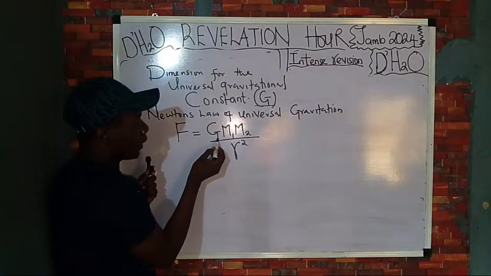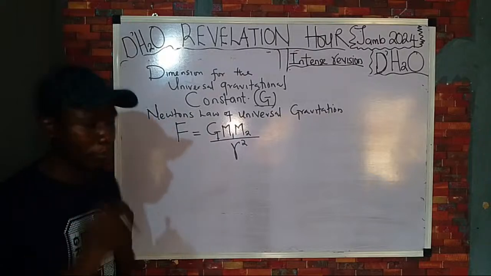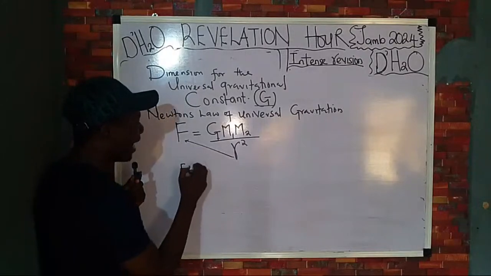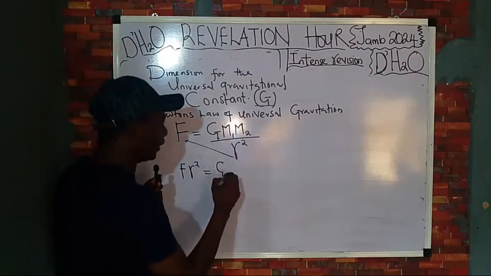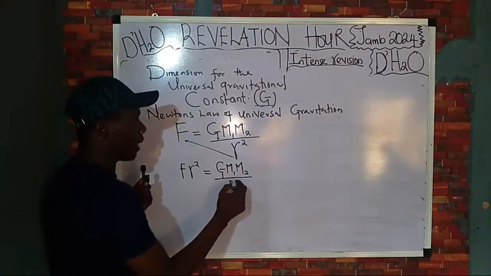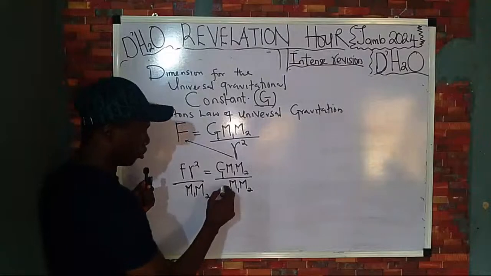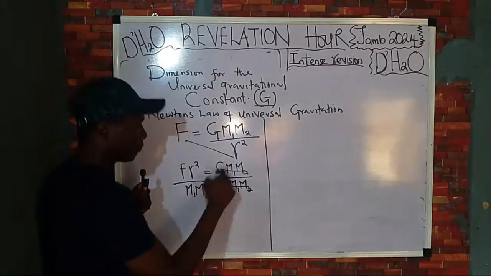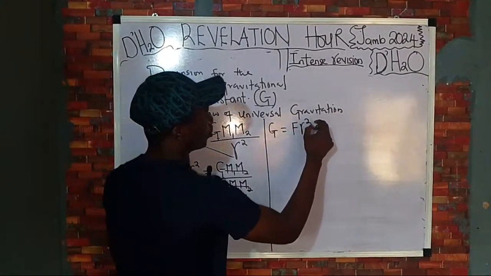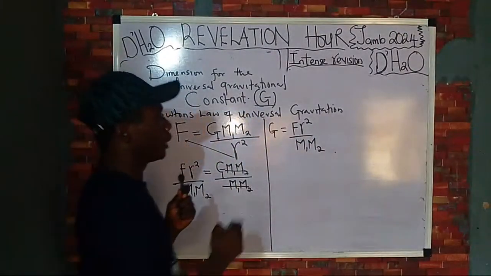Now, this is our universal gravitational constant. We are going to make this the subject of the formula so that we can determine the dimension. If you cross multiply this way, you have F r squared equals G m1 m2. Remember we are looking for G, so we divide both sides by m1 times m2. So your universal gravitational constant is equal to F r squared over m1 times m2.